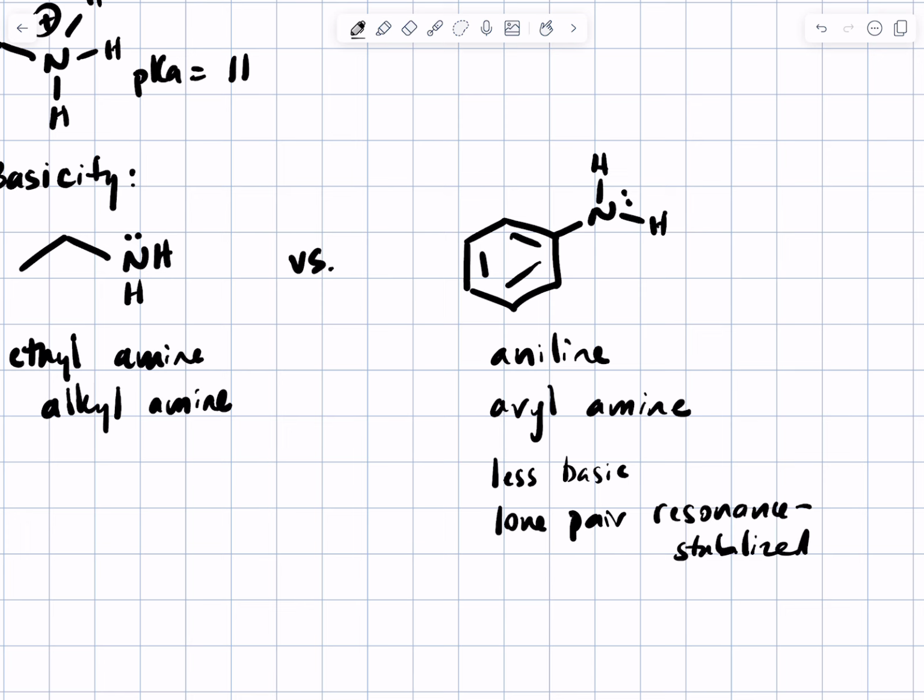Presumably, we won't draw those resonance structures, but you could draw a resonance structure where this lone pair would form a pi bond between the nitrogen and the carbon, and that would put partial negative charge on carbons 2, 4, and 6, right?